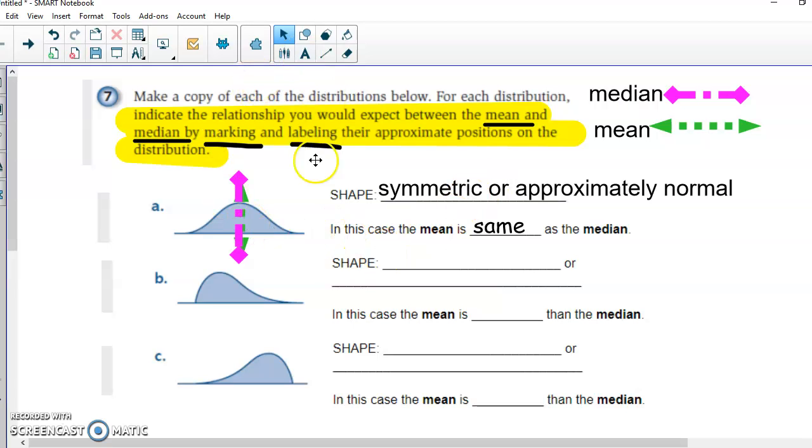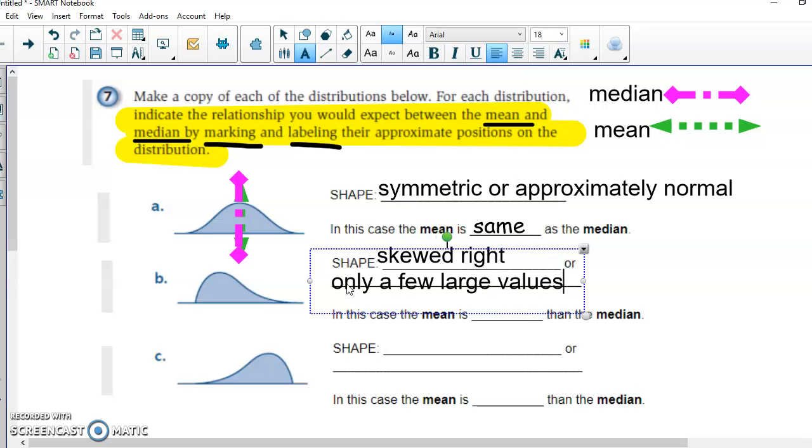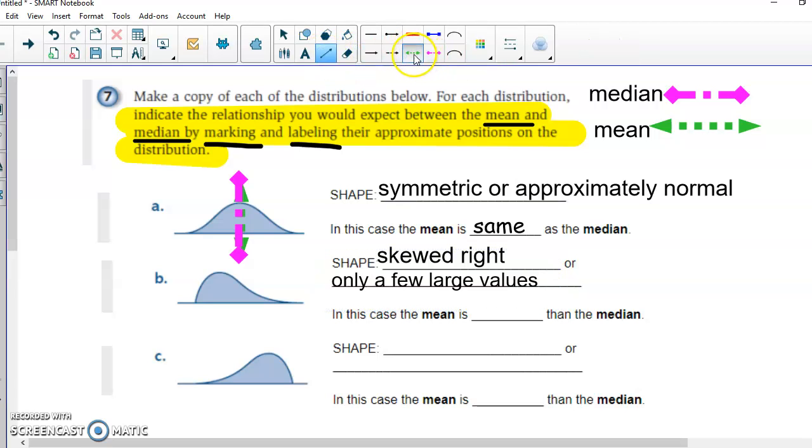Okay, the next shape we have here is the skewed shape. We call this shape skewed to the right because the larger values are on the right. Skewed to the right has only a few large values. And in this case, the mean is actually pulled over. So the mean is actually going to be larger.